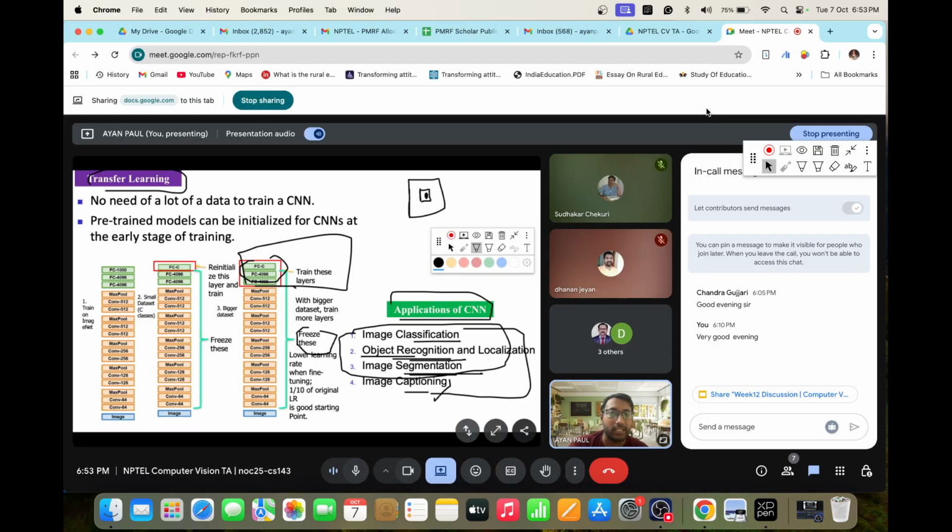What is classification, what is detection, what is segmentation? Any doubt in this? And what is transfer learning? Any doubt in this? At least the concept. Am I audible? Yeah, clear, right? Okay.